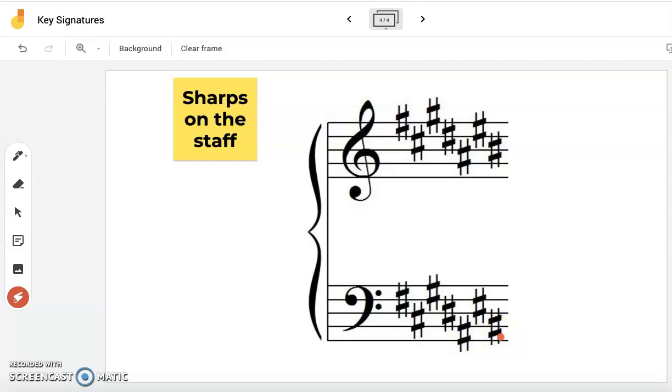And that was a very quick crash course on the order of flats and how to determine the key when you have flats in a key signature, and the order of sharps and how to determine the key when you have sharps in your key signature.